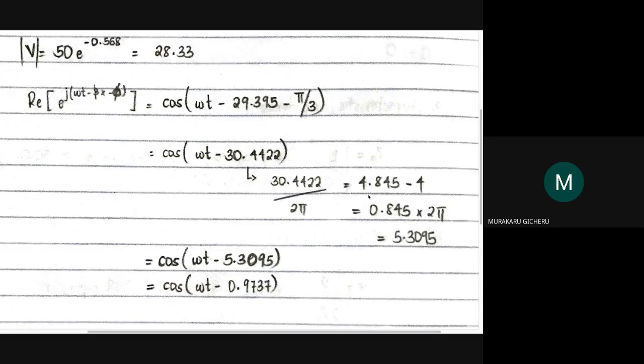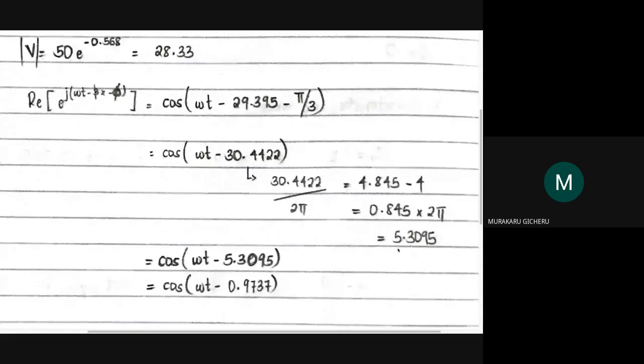I have removed 4 from 4.845 and then multiplied the fraction of the incomplete lap by the perimeter of that field, which is 2 pi, and then you get 5.3095. That is how much I have done in the incomplete lap. Are we good until there? Yes, we are.